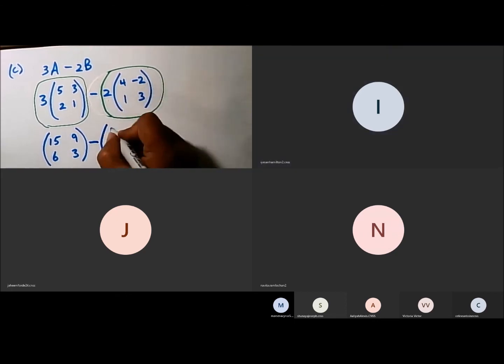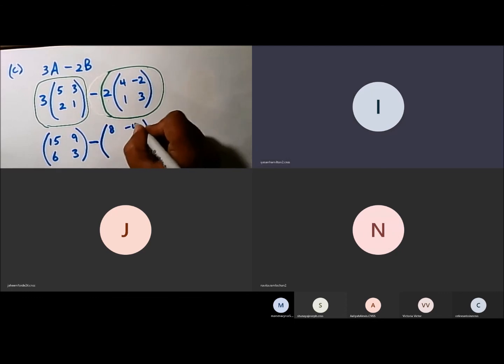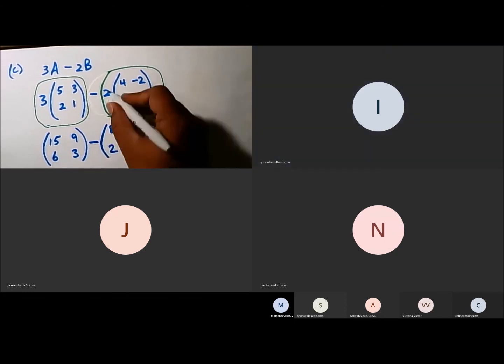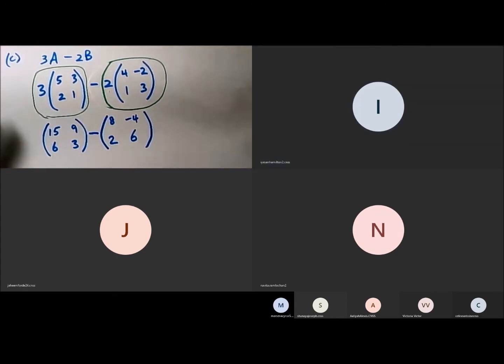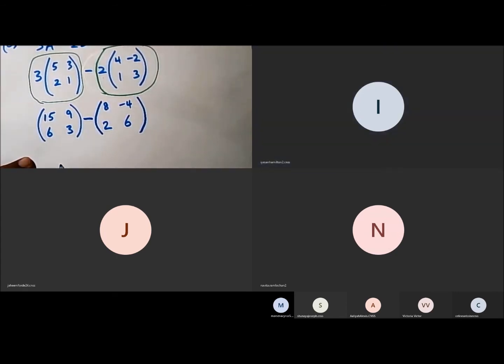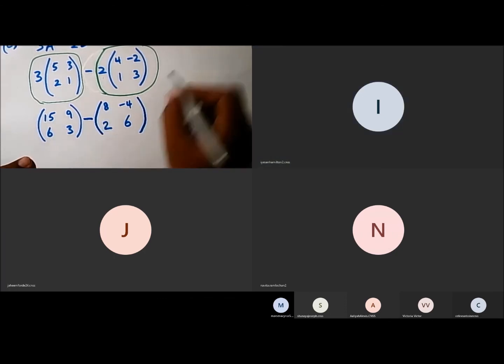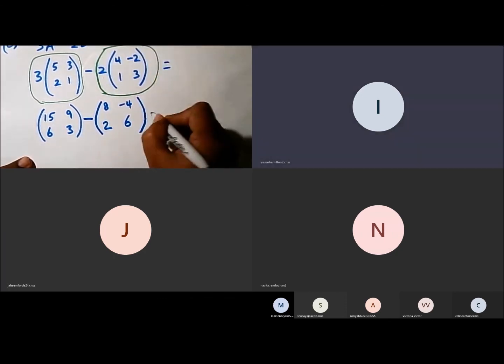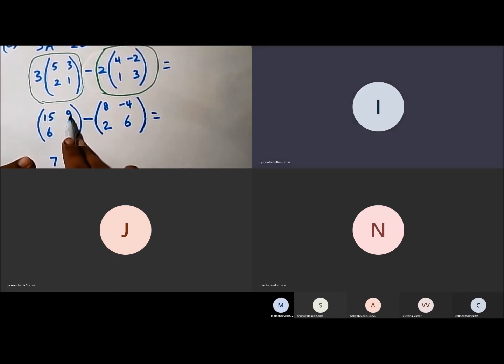Let's see here now. 2 times 4 is 8. 2 times minus 2 is minus 4. 2 times 1 is 2. 2 times 3 is 6. Now we'll work it out and see. 15 take away 8 is 7. 9 take away minus 4 turns out to be 9 add 4, which is 13. 6 take away 2 is 4. 3 take away 6 would be go up 3, then go down 6, minus 3. This is your answer.